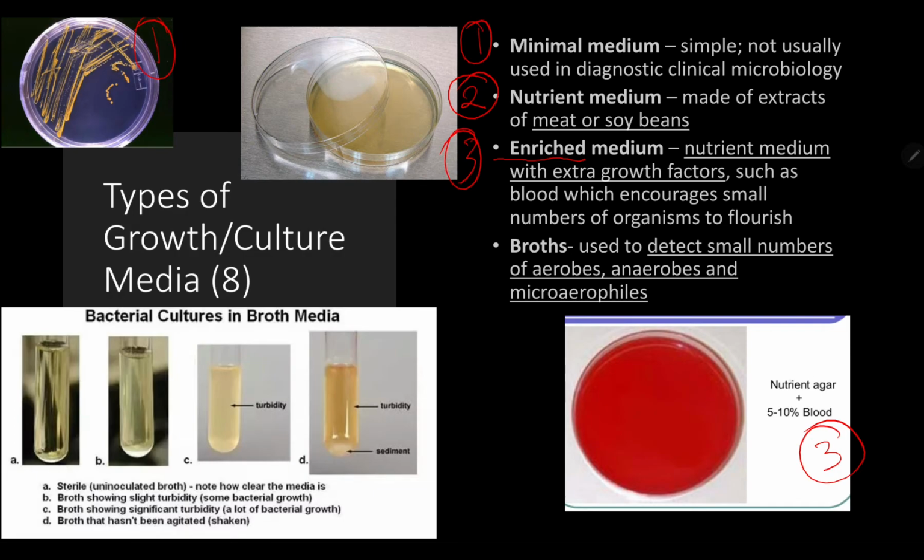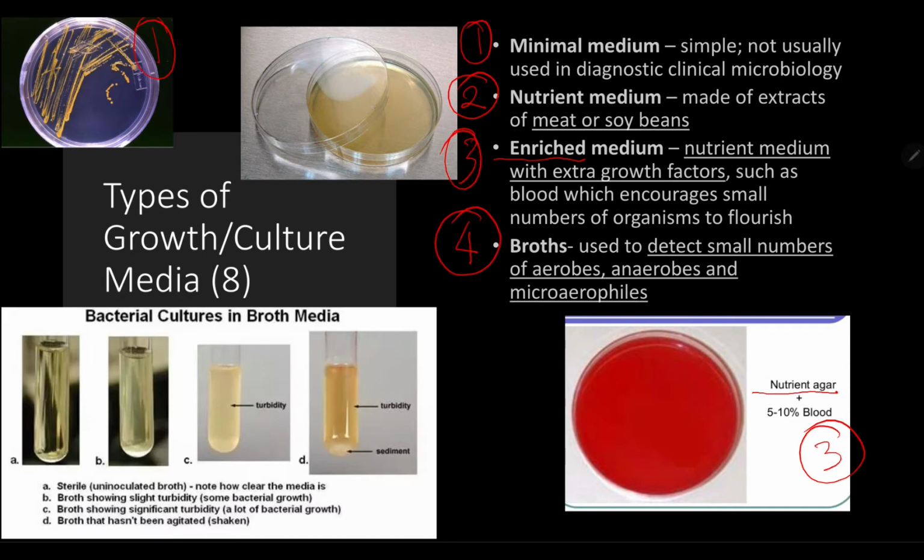Basically it is a nutrient agar, just like number 2, but then it is enriched. It is added with 5 to 10% of blood to encourage small numbers of organisms to flourish, because the blood has the nutrients needed to grow the microorganisms. Okay, the fourth one is broth.